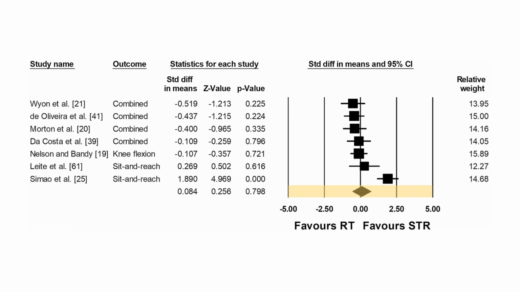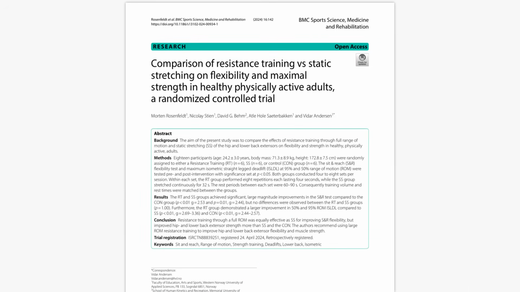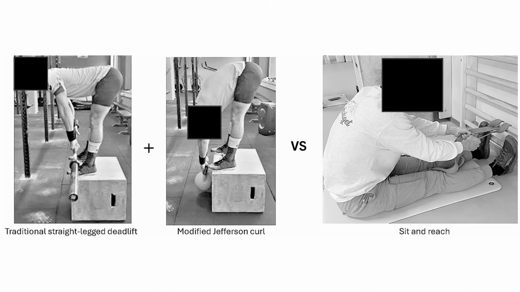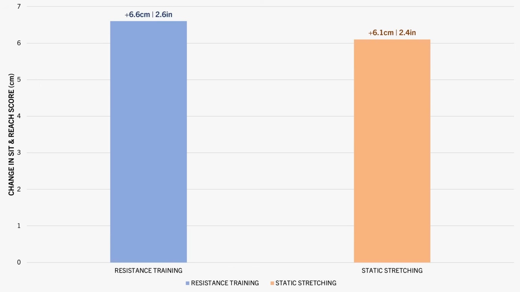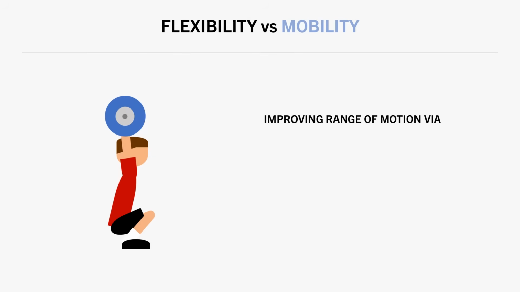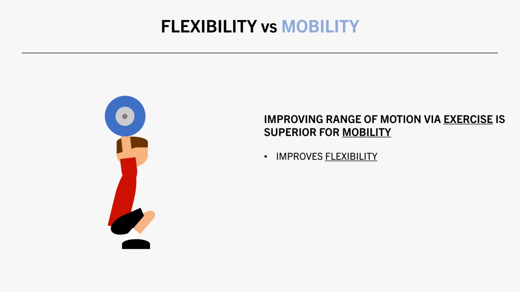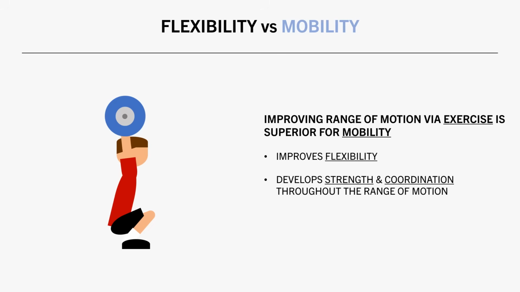And as a more specific example, this study compared the effects of performing the straight leg deadlift and Jefferson curl exercises versus traditional static stretching on flexibility. It was found that both groups increased their sit and reach range of motion to a similar magnitude, around 6 to 7 centimeters. So for mobility benefits, I would say that challenging range of motion via exercise is going to be more beneficial. This is because it can not only improve flexibility, but you are also simultaneously practicing movement and control throughout that range.